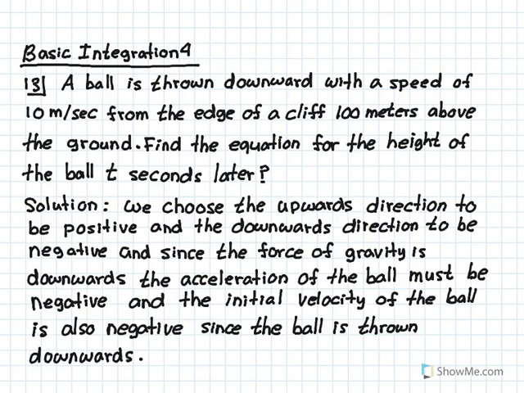We choose the upwards direction to be positive and the downwards direction to be negative. And since the force of gravity is downwards, the acceleration of the ball must also be negative. And the initial velocity of the ball is also negative since the ball is thrown downwards.